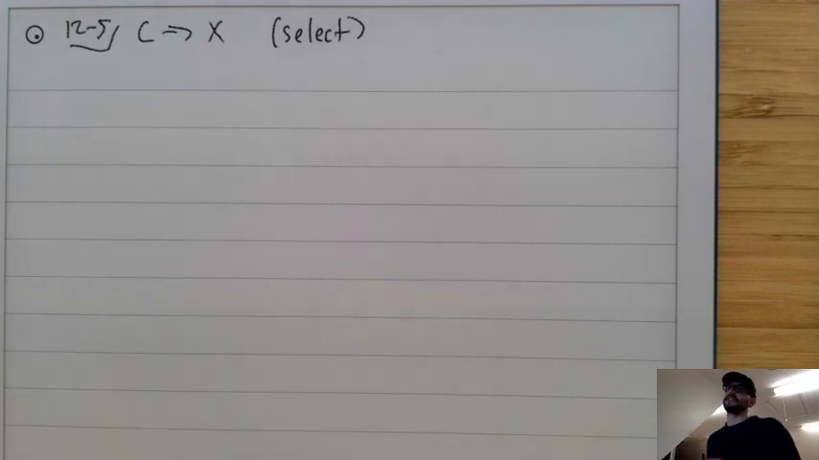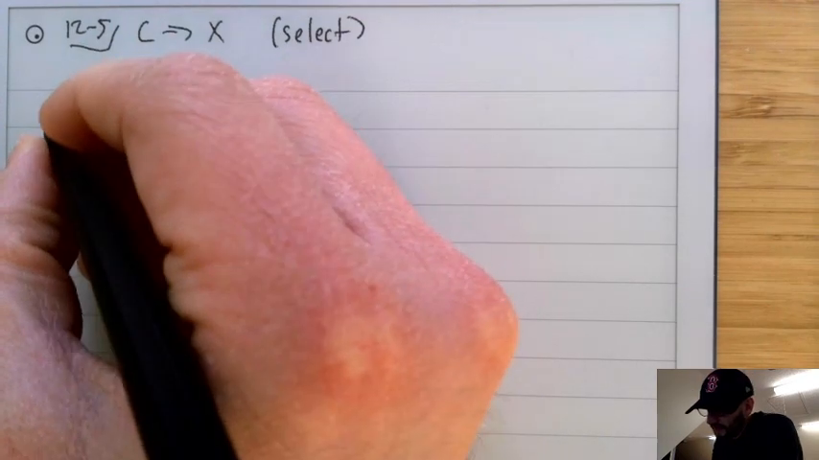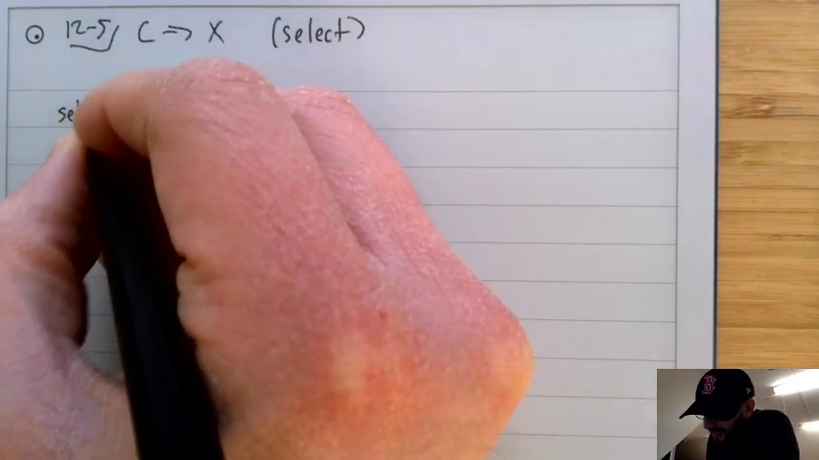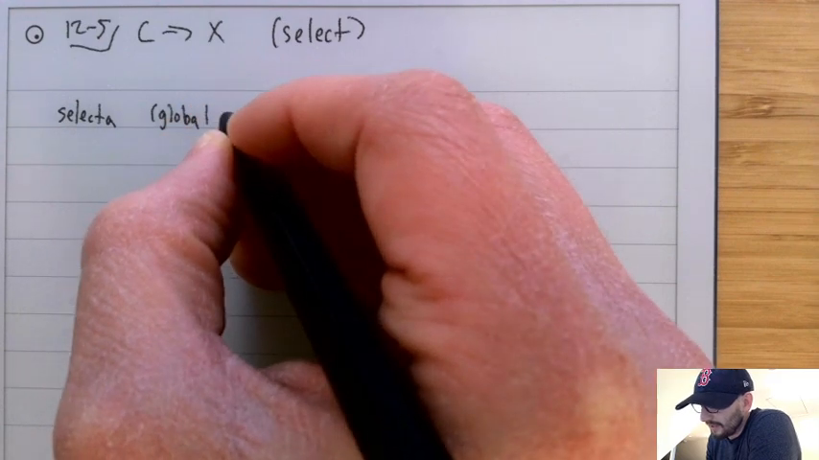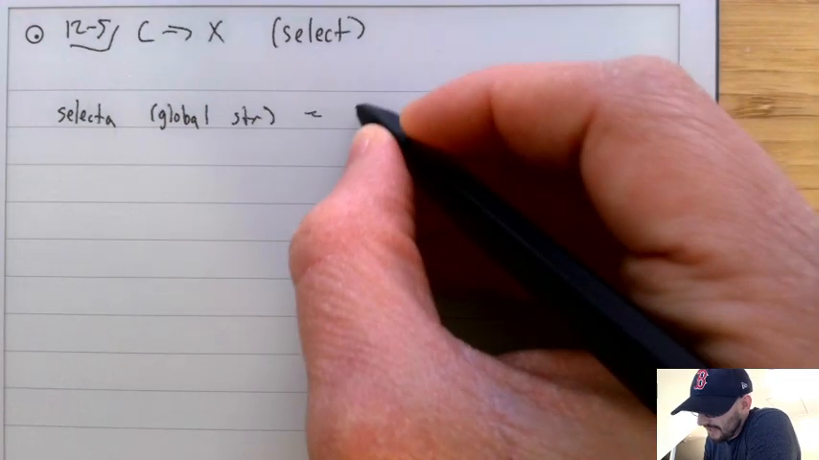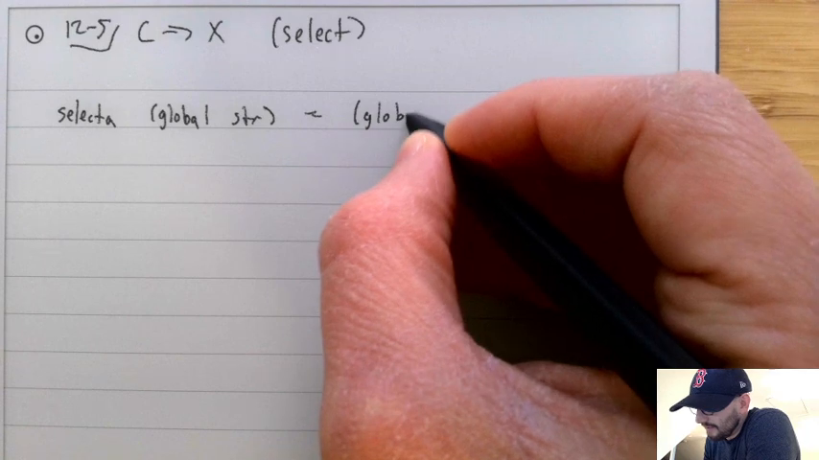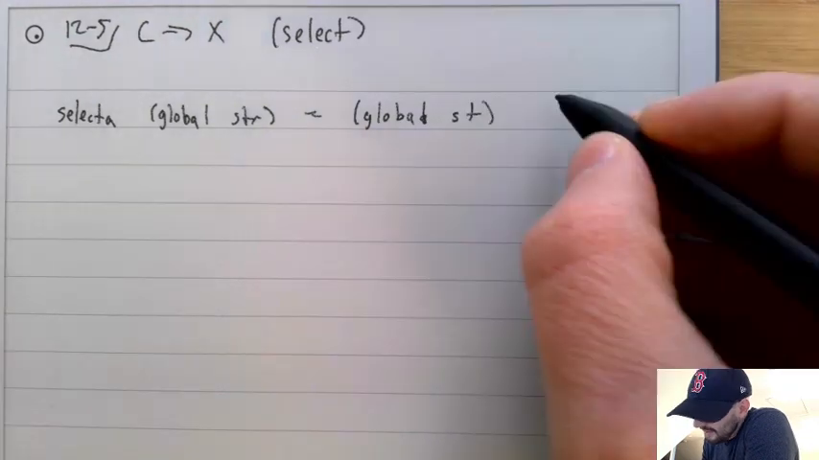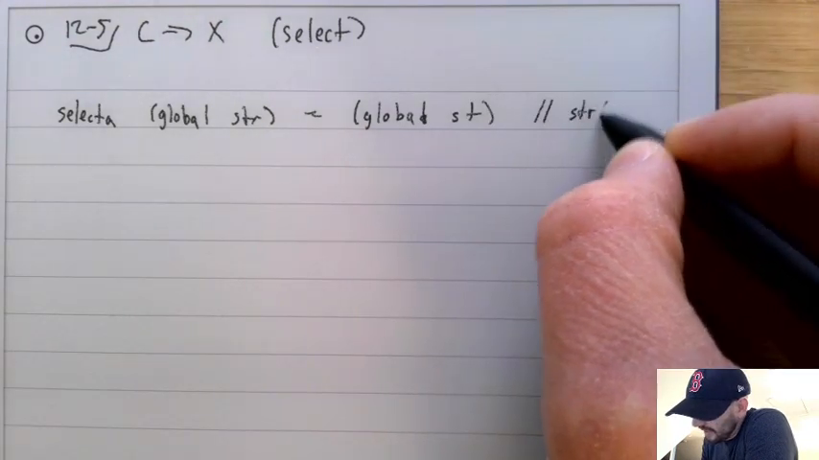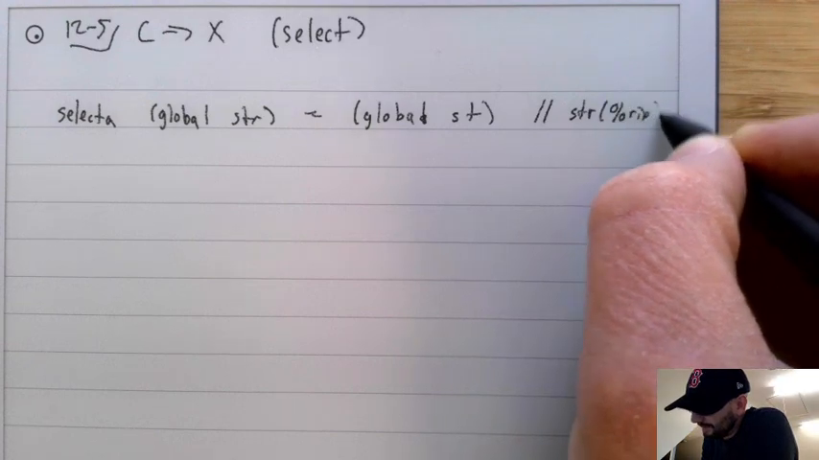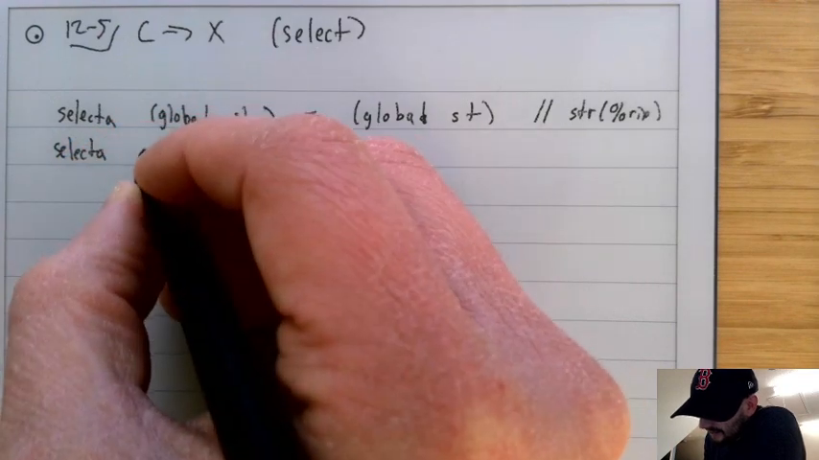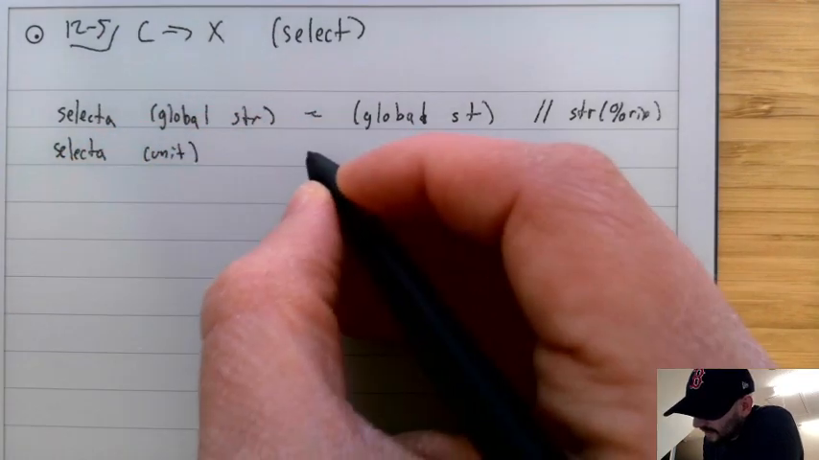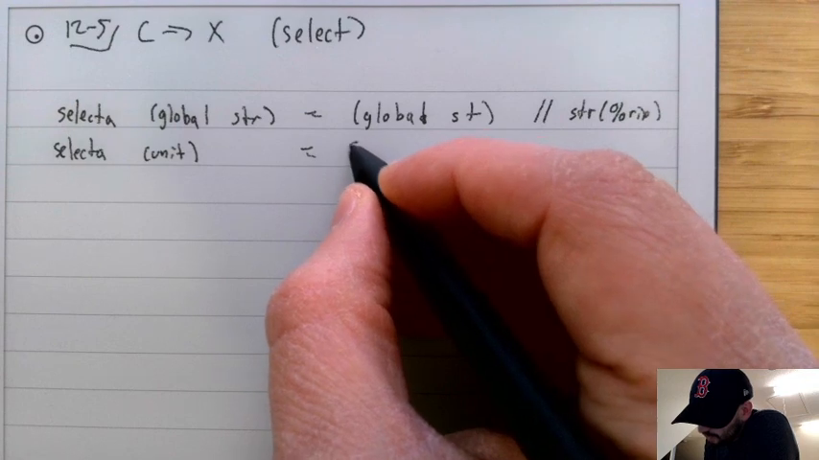Okay, that's what I'm trying to get you to feel. Okay, now let's talk about select. So when we select an argument that is a global of some string, well then we'll just turn that into the global of that string, which remember is gonna turn into that string %RIP. Now what if we get a select A of a unit? Then we're just going to turn that into 1.